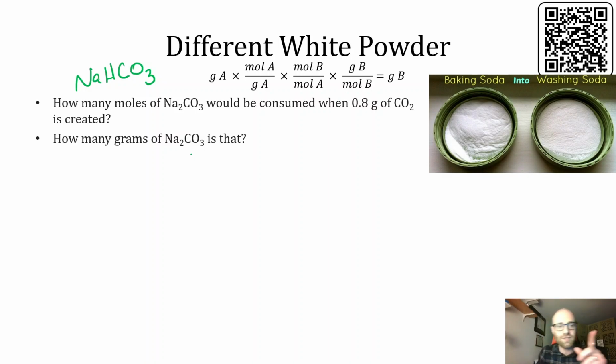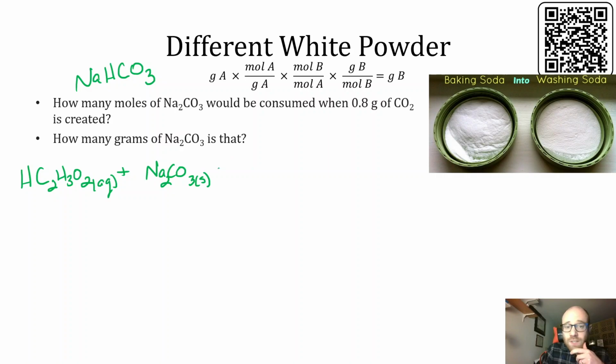So if we could write down really quickly, that's the formula for the acetic acid again. If we were to react it with sodium carbonate, we should expect the same chemical reaction to occur. We would still see sodium chloride.